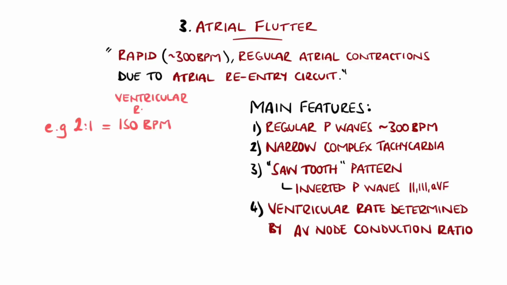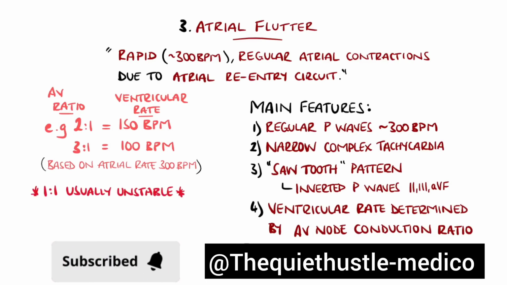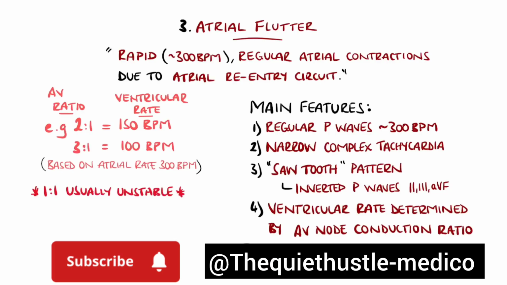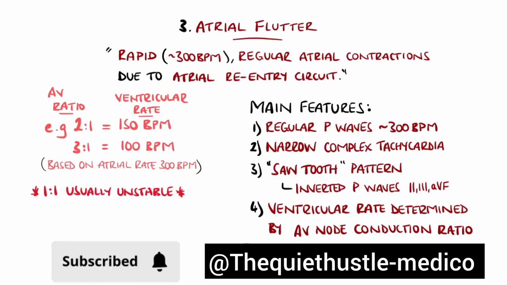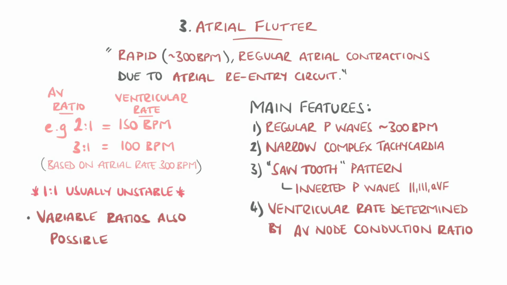Higher ratios indicate a higher degree of block through the atrioventricular node. The term block here is not the same as the AV blocks that are coming up. It is worth noting that a conduction ratio of 1:1 is possible and is highly associated with instability and progression to ventricular fibrillation. These ratios can be variable in the same patient, making the ventricular rate irregular, which is why it can often be mistaken for atrial fibrillation.